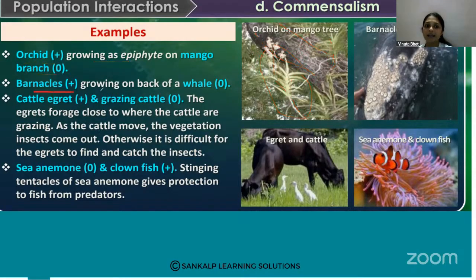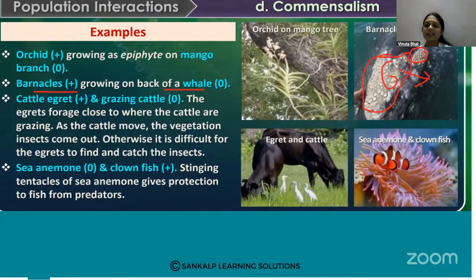And barnacles growing on the back of a whale. Here you can see the barnacles. These are small organisms growing on the back of the whale. The whale is not harmed in this case.